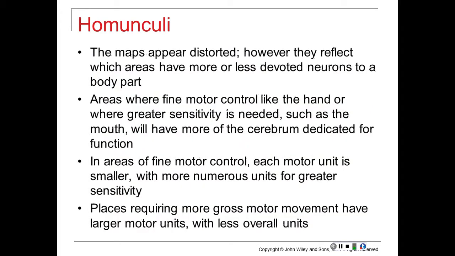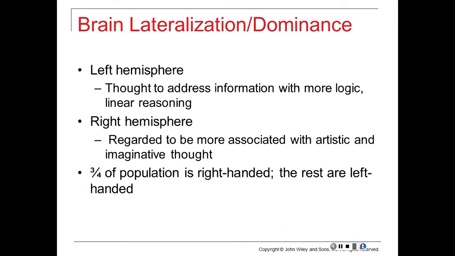So the homunculi, as I mentioned, where the maps appear to be distorted, are reflecting areas that have either more or less neurons associated with that body part. Areas where fine motor control, like the hand, have greater sensitivity. Areas like the mouth have more of the cerebrum dedicated to that particular function. In areas with fine motor control, the motor unit is going to be smaller with more numerous units for greater sensitivity. Places requiring more gross motor movements have large motor units and less overall neurons associated with them.